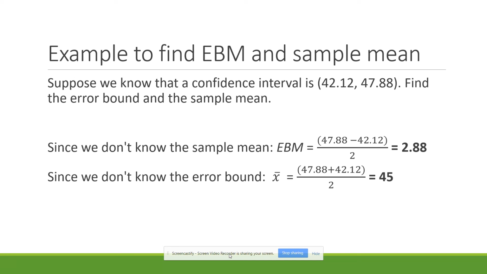Since we didn't know the sample mean, we could also do 47.88 plus 42.12 divided by 2 to get 45. So we can get the error bound and the sample mean without even having to know them, just specifically from the confidence interval itself.